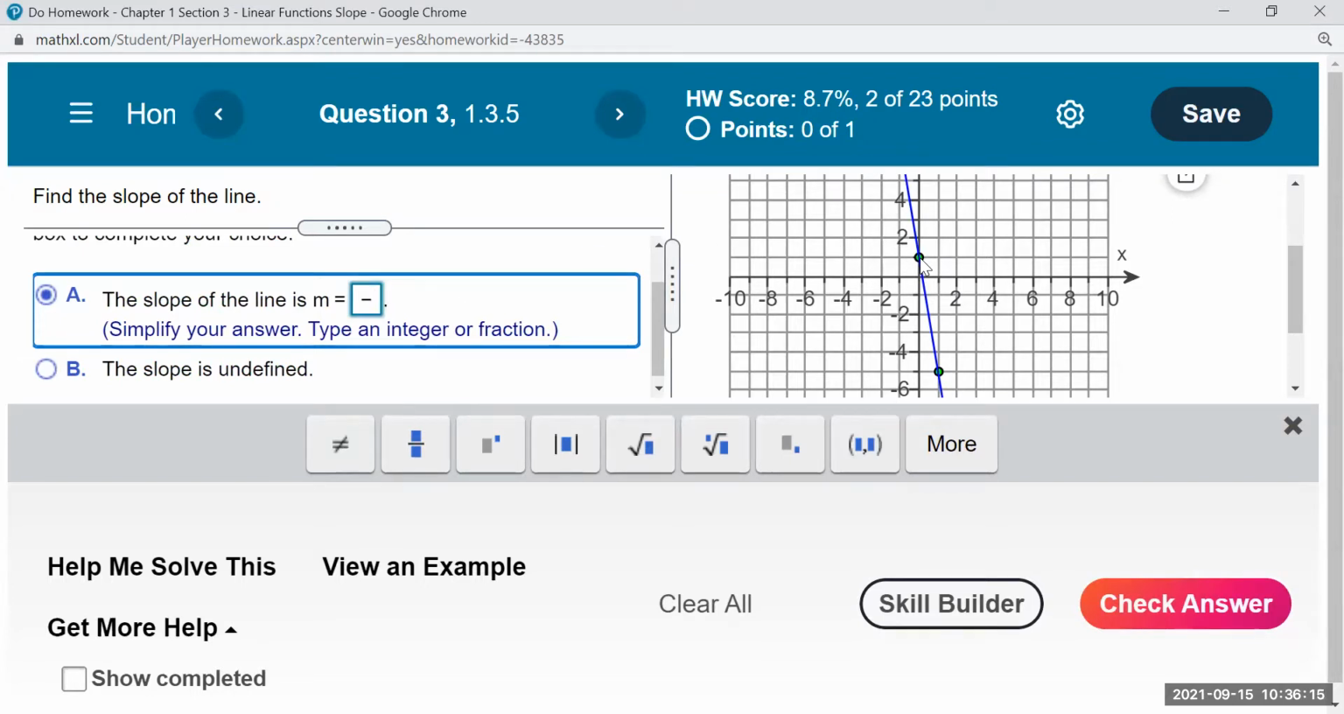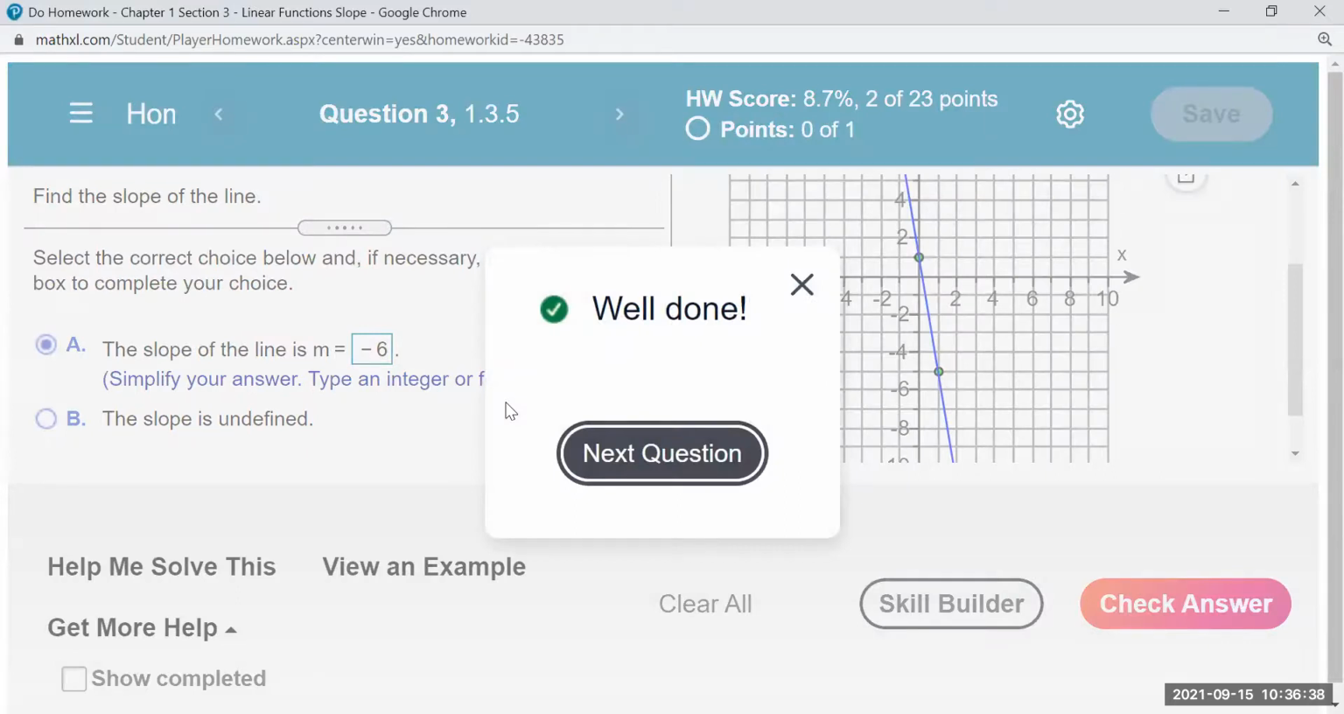I put negative inside there. First off, I go up or down. So I go down here, 1, 2, 3, 4, 5, 6 spaces over 1. 6 divided by 1 is 6. So again, if I give you a graph with 2 distinct points, just count them. Up or down, always go vertical first and always to the right.